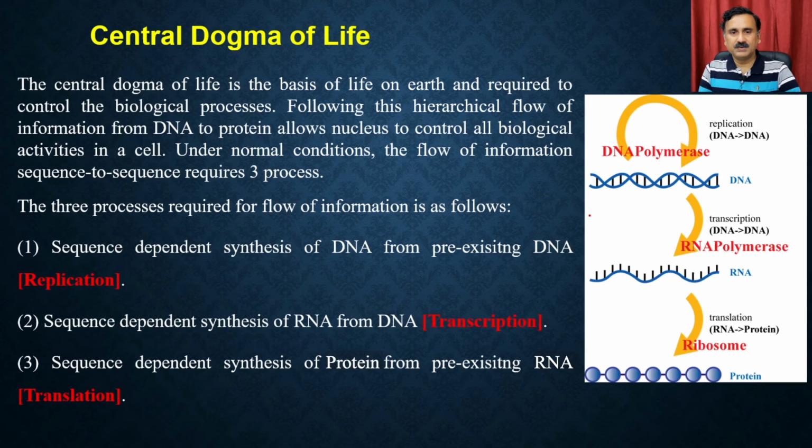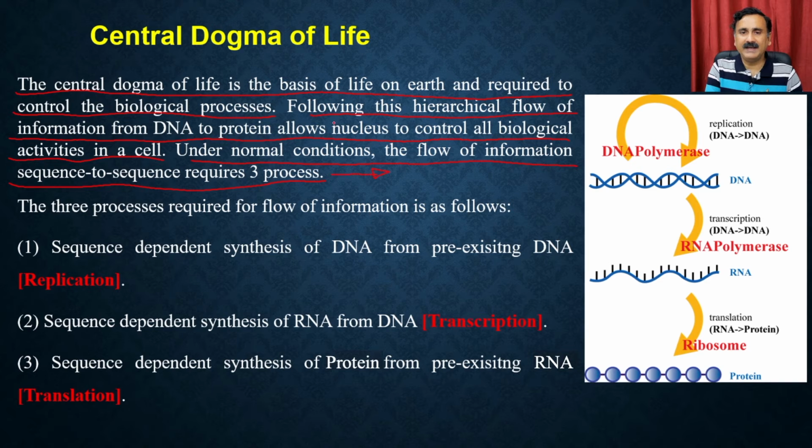So what you are going to see is that if we have to follow the central dogma of life, we have to run multiple reactions. The central dogma of life is the basis of life on earth, and it is required to control the biological processes. Following this hierarchical flow of information from DNA to protein allows the nucleus to control all biological activity in a cell. Under normal conditions, the flow of information, sequence to sequence, requires three processes.